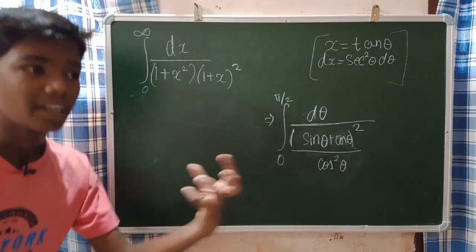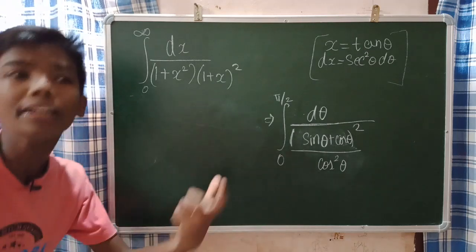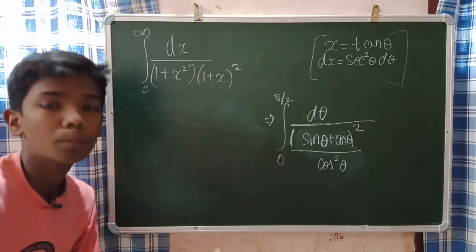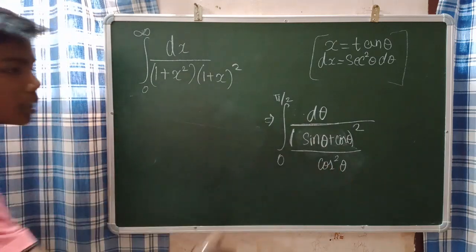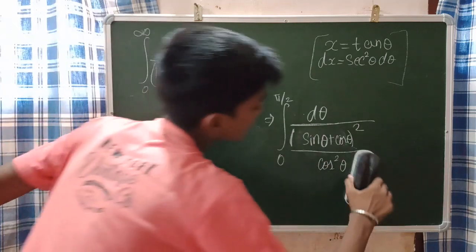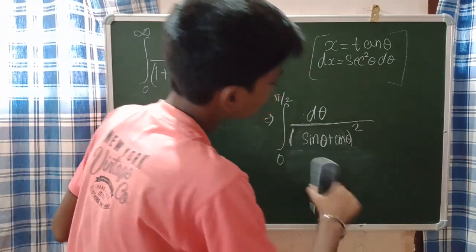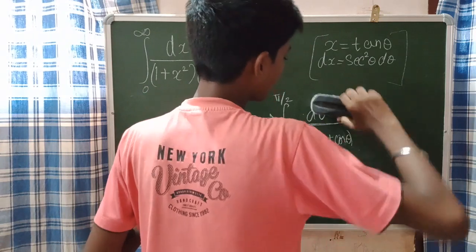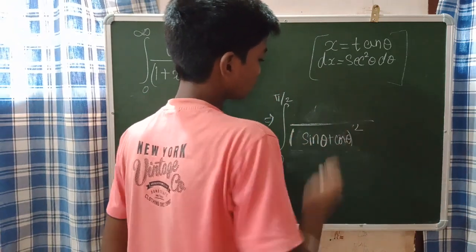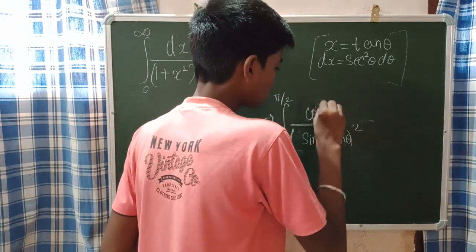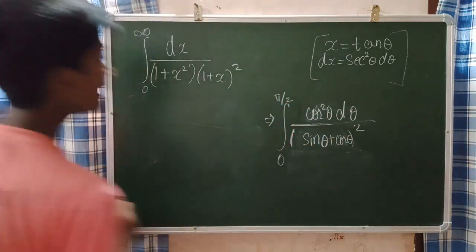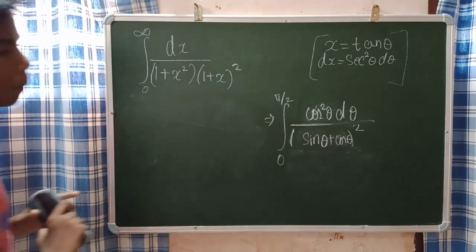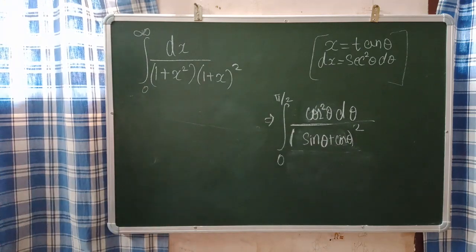Because guys, if you are dividing two fractions, you will reciprocate the denominator value and multiply with the numerator value. That's the basic concept, and that's what I'm doing here. So I'm going to take this cos square theta to the numerator. Basic concept. So when I take it, I'll get cos square theta of d theta. This is the new integral that I got now.